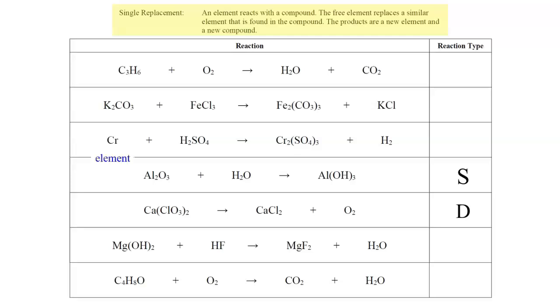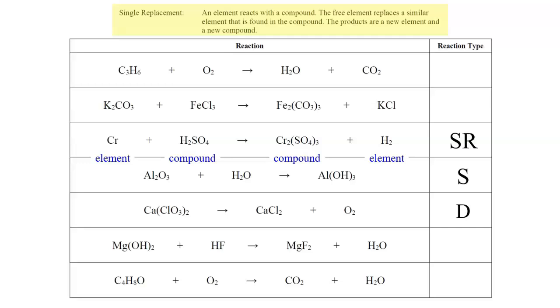But this reaction involving an element, so that's chromium, an element, reacting with H₂SO₄, which is classified as a compound, is producing a new compound with a different chemical formula, Cr₂(SO₄)₃, but there's also a new element, so hydrogen, or H₂, is being produced. So an element and a compound are featured on both the left side and the right side of the equation, so this gets the label SR, where SR stands for single replacement.